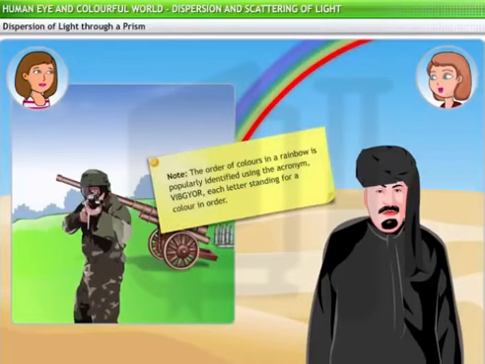Note, the order of colors in a rainbow is popularly identified using the acronym VIBGR, each letter standing for a color in order. The same order of colors is visible in a rainbow.